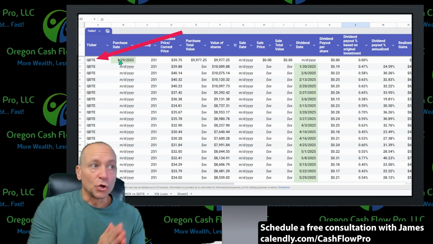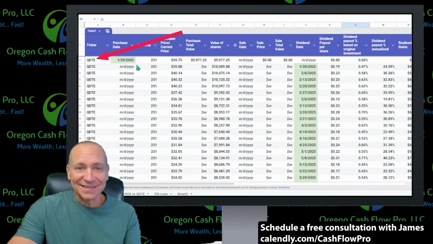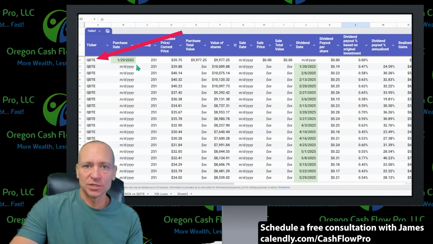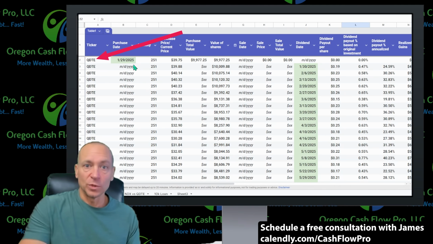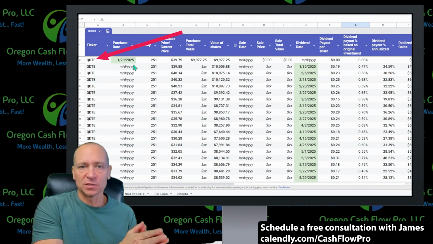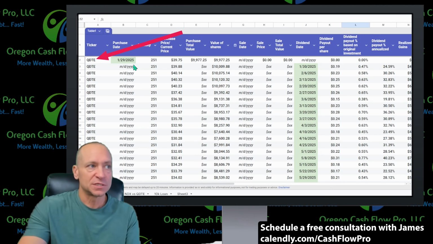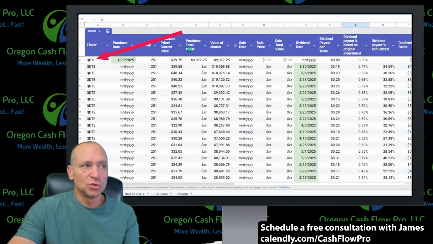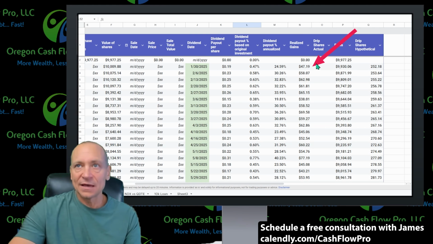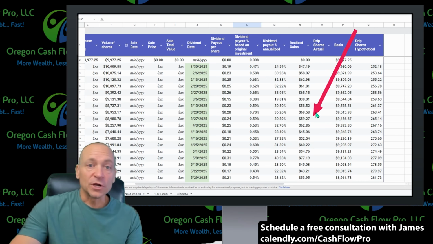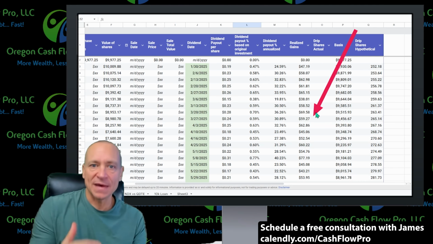Let's start with earlier this year, January 29th, to be exact. I started a challenge using QDTE where we used $10,000. We took a loan from one of my life insurance policies. We could borrow at 5% interest, and we purchased 251 shares of QDTE. The idea behind this is we're going to utilize the dividends that this kicks out, and this kicks out a dividend every single week. And we're going to use those dividends to pay back the loan.